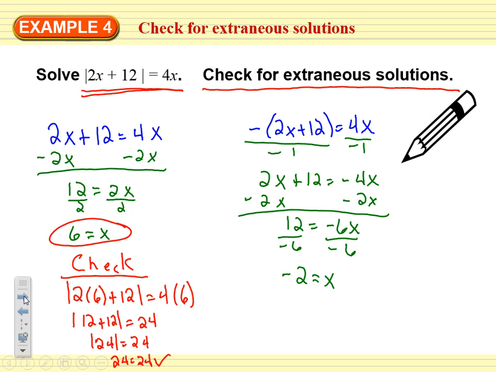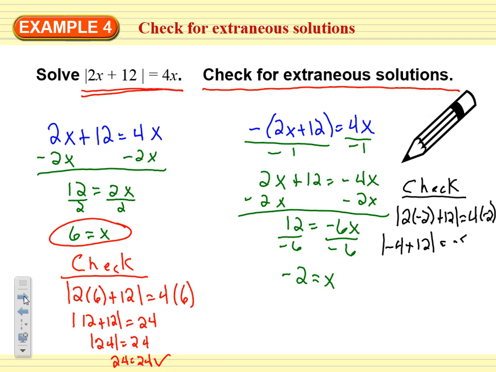Now if I come over here, I'm going to check negative 2. So when I check this one, I'm plugging it back in. So the absolute value of 2 times negative 2 plus 12 equals 4 times negative 2. Absolute value of negative 4 plus 12 equals negative 8. Absolute value of 8 equals negative 8. Well, 8 does not equal negative 8.